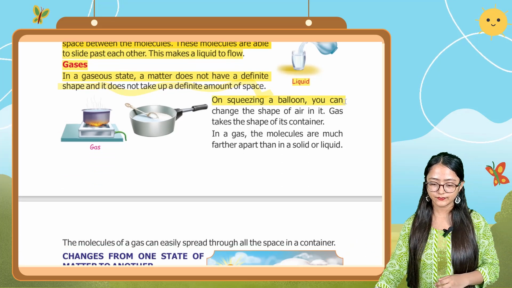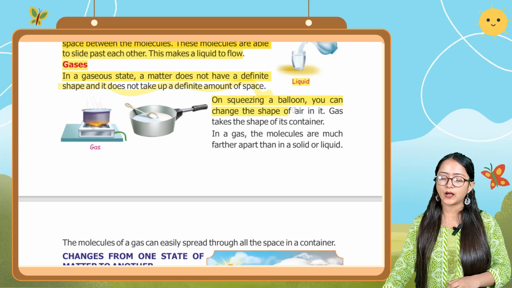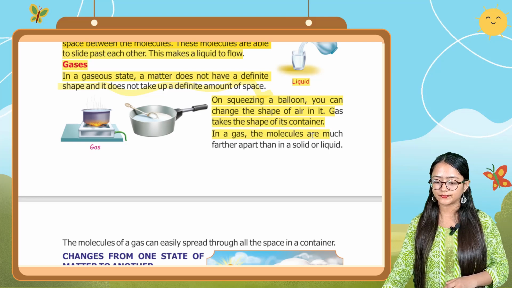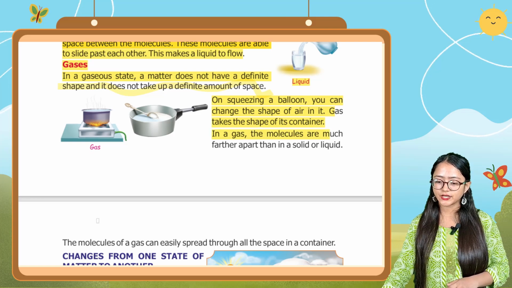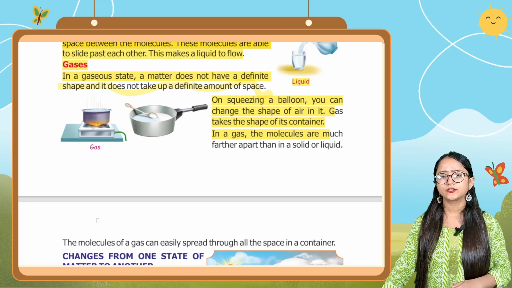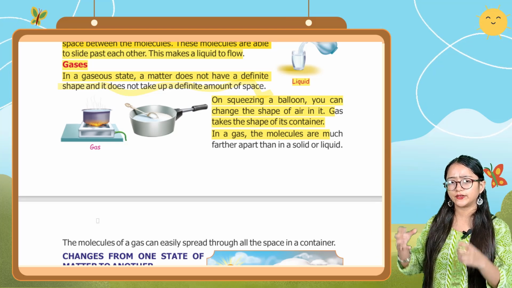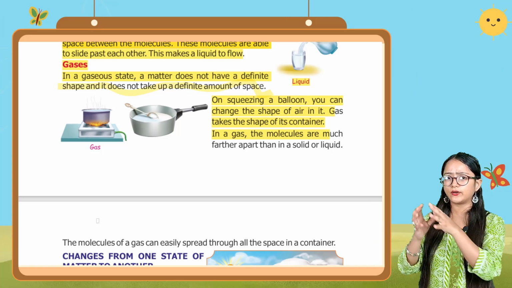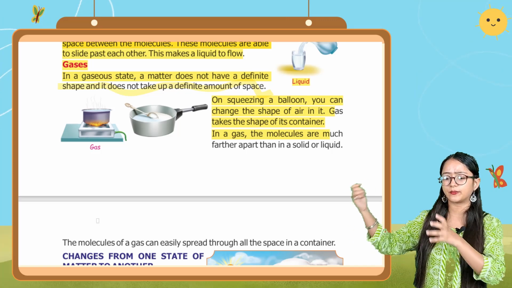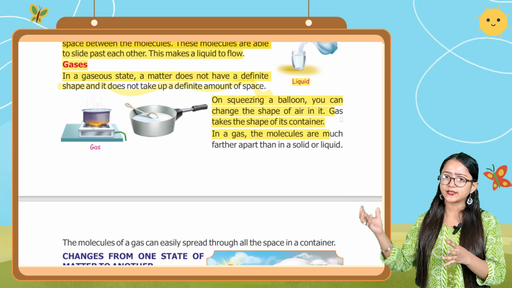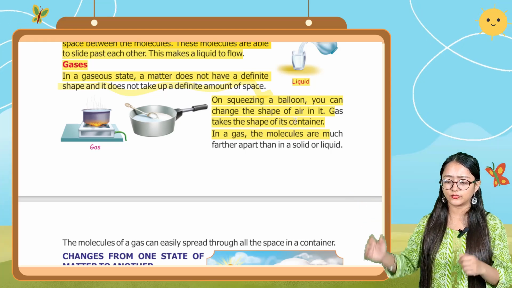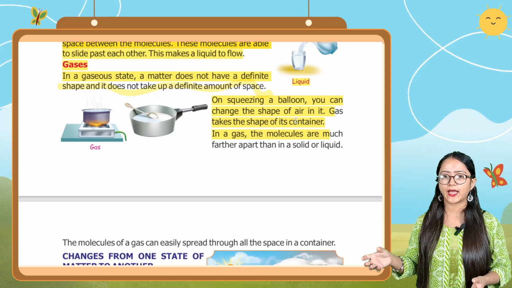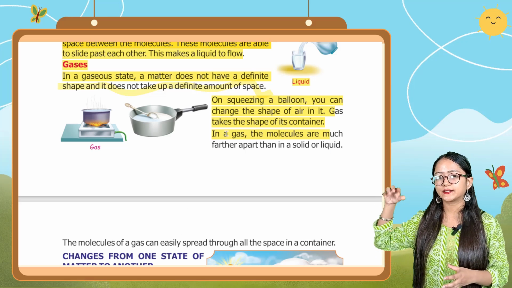On squeezing a balloon, you can change the shape of the air in it. Gas takes the shape of its container. When you squeeze a balloon, you can change the shape of it. There is a kind of balloon toy too, where you can change the shape. Gases take the shape of the container itself, like in a cylinder, where gas is present and takes the shape of that cylinder.